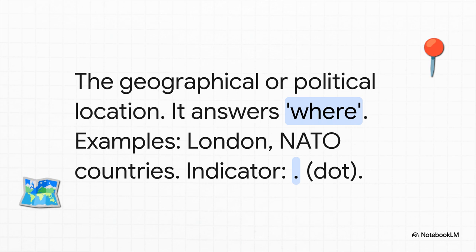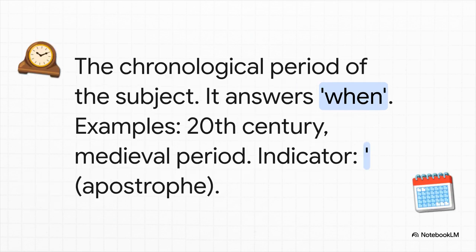S is for space. This is just what it sounds like. The geographical location. It tells you where something is happening. Libraries in India. India is the space. Simple as that. And finally, T is for time. This is the when, the chronological period. Indian history in the 20th century. You guessed it, 20th century is the time facet.